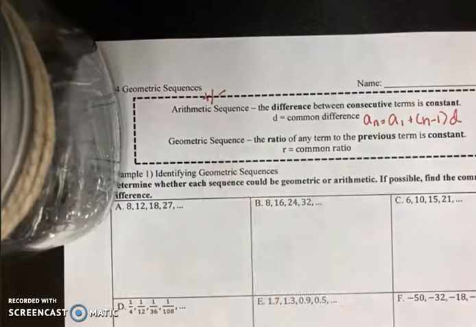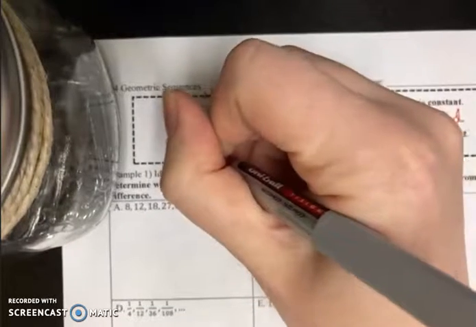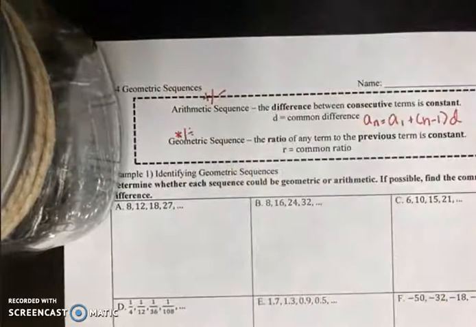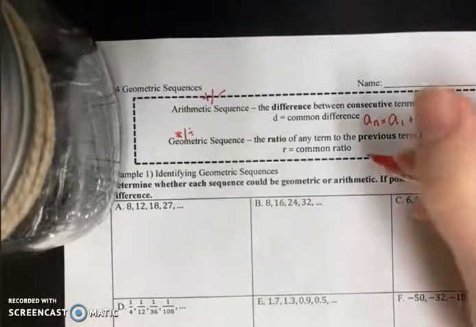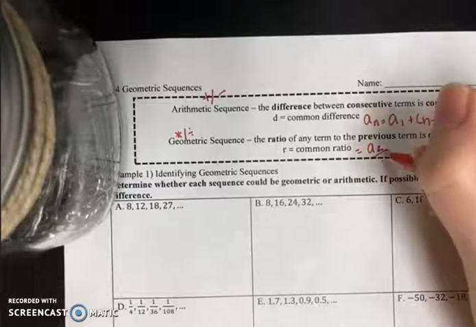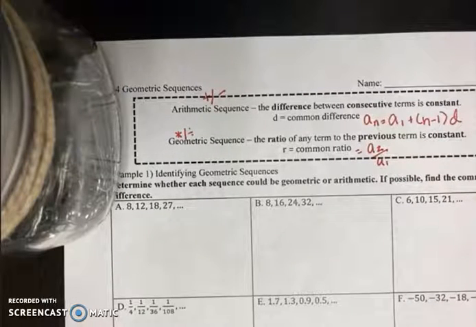The geometric sequence will be whenever you're constantly multiplying or dividing by the same thing. And the division really just ends up being multiplying by a fraction. That fraction is going to be our common ratio. So the ratio of any term to the previous term would be constant. An example of a ratio would be doing the second term over the first term. So the second term over the previous term. You could also do the third term over the second, the fourth over the third, the fifth over the fourth, so on and so forth.